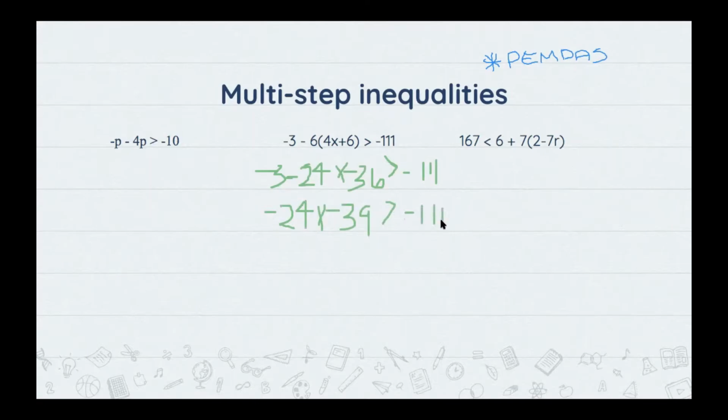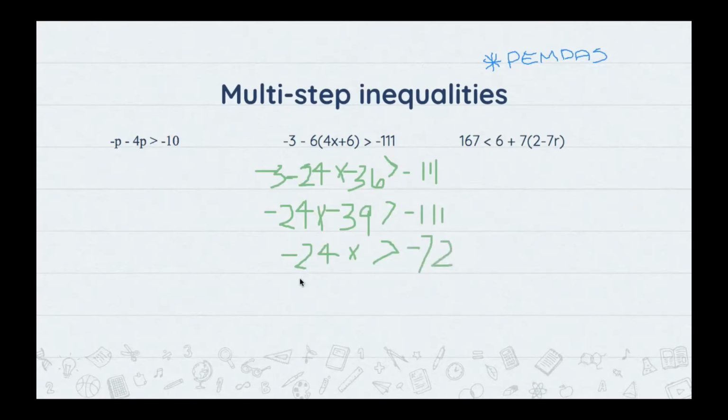Okay, what do you do next? So you add the 111 plus 39. What do you get? Hold on. Negative 111 plus 39? Put it in your calculator again. Oh, negative 72.